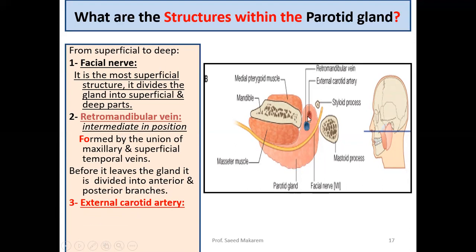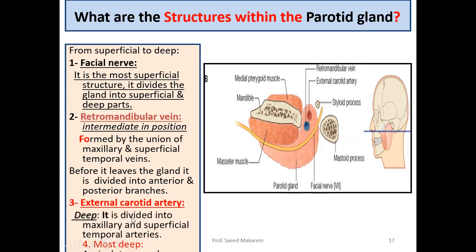Then deep to that, there is also a very important artery called the external carotid artery. It divides into maxillary and superficial temporal branches. So it goes above and divides into the maxillary and the superficial temporal, supplying the face as well as the temple. These are the important structures which pass through it: the facial nerve, the retromandibular vein, as well as the external carotid artery. So there are three important structures: one artery, one vein, and one nerve passing through the gland.